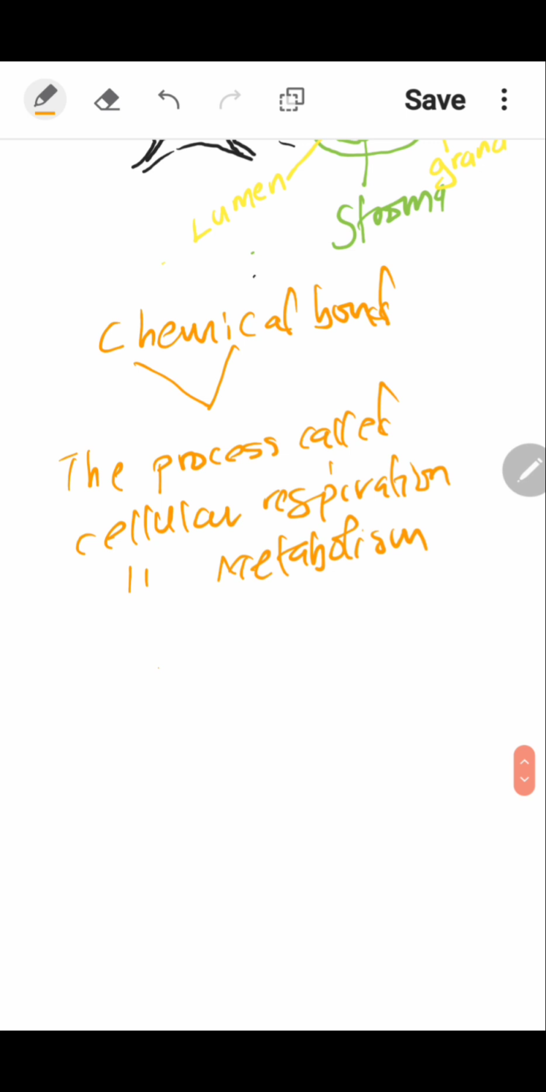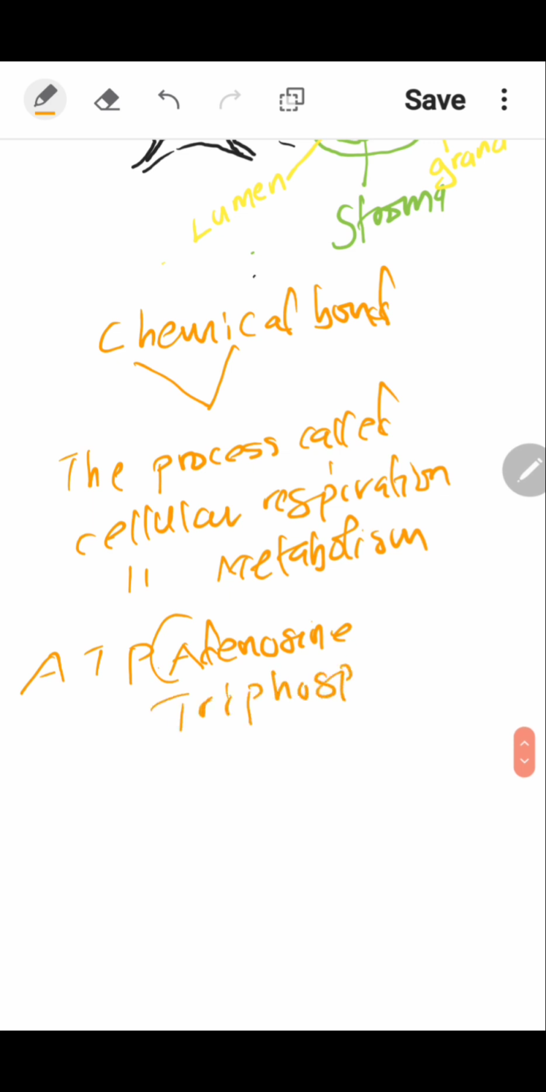So, cellular respiration yields usable energy molecule known as ATP. And of course, ATP is adenosine triphosphate. So ATP is a universal fuel for all cells. It provides energy for chemical reactions to occur, and it also stores and transports chemical energy within and between cells.